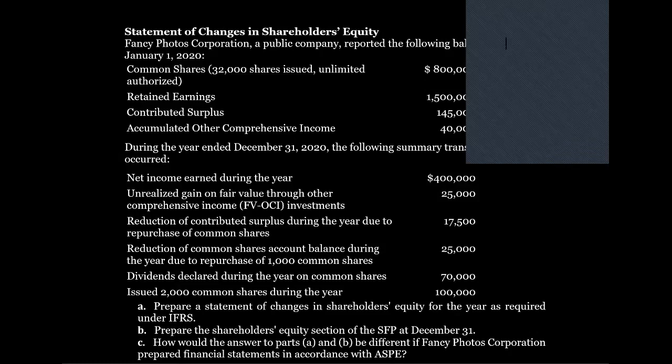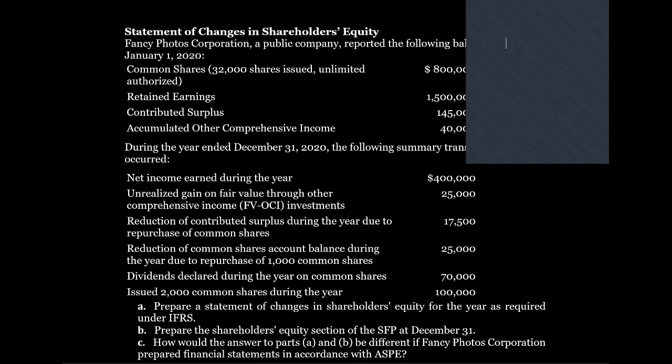This question will require us to prepare a statement of changes in shareholders' equity. Fancy Photos Corporation, a public company, reported the following balances as at January 1st, 2020. Common shares, we had 32,000 shares issued with a value of $800,000. Retained earnings, $1.5 million. Contributed surplus, $145,000. Accumulated other comprehensive income, $40,000.